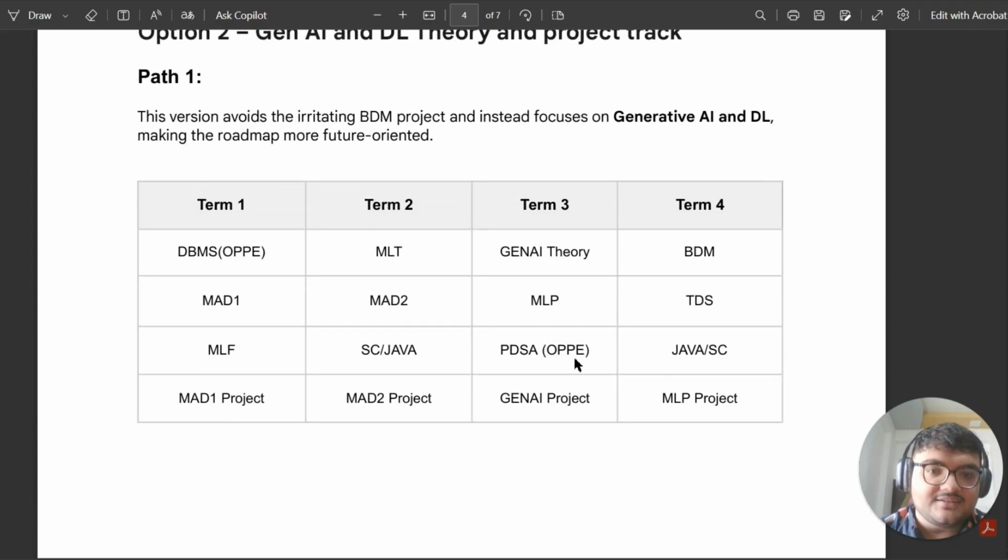So MLP being a co-requisite, you will need to complete MLT first. After that you can take MLP, and after that you can take Gen AI theory, right? So the load of completing MLF and MLT as early as possible changes things. It messes up the combinations.